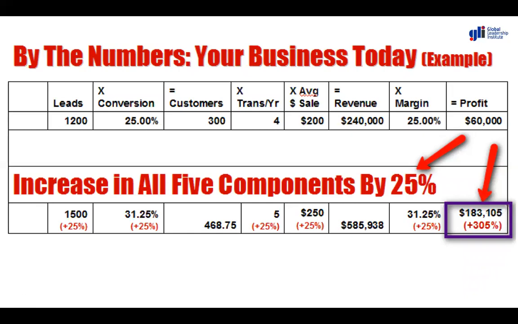If you want to increase your profits, just imagine increasing all these components by 25%. At the end of the day, your profit will increase by 305%. Now, you can make it interesting. Any of these levels, if you increase them by 25%, it will affect your bottom line, which is your profit. This is how to work on your profit. Your profit is not a magical number that only appears because you have more customers. You could have more customers and still be unprofitable.